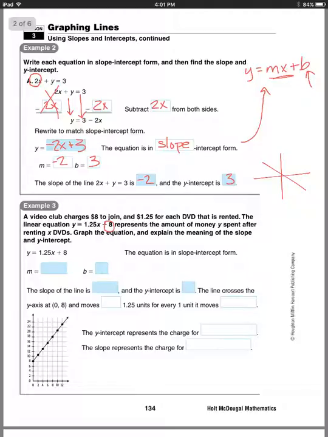Graph the equation and explain the meaning of the slope and y-intercept. So the equation is already in slope-intercept form because it's already written in the form of y equals mx plus b. Okay? So we want to find the slope and y-intercept. Now remember, the slope is the coefficient of the x, so it's 1.25, and the y-intercept is the constant, so that is 8. So the slope of the line is 1.25.